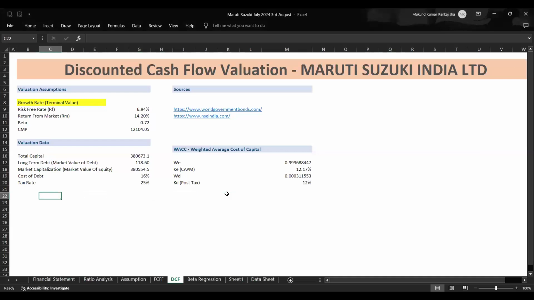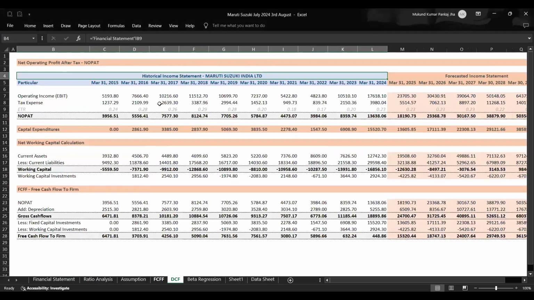Next, we will be forecasting the future years. We have already forecasted the future years. We are just going to plot it now.